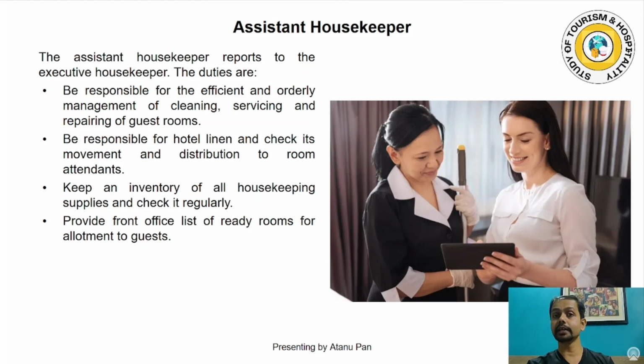So at the end of the day, which rooms are ready? That list is given to the front office so that the front office can sell those rooms to the guest.